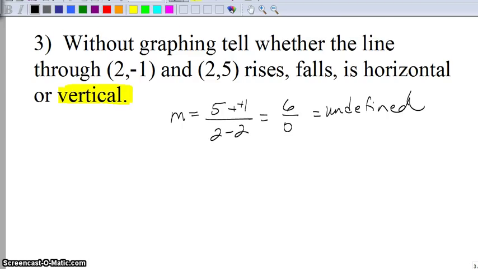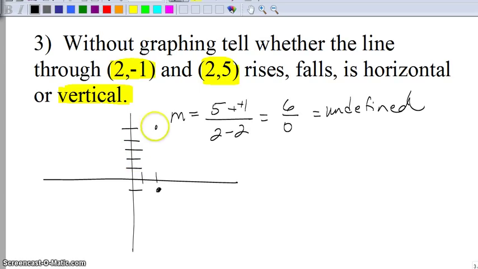Another way that I could tell that this line is vertical is if we look at the two ordered pairs, (2, -1) and (2, 5). Notice how one of the coordinates does not change. If I plot those points, they both have the same x value, so they're both along the same vertical line.